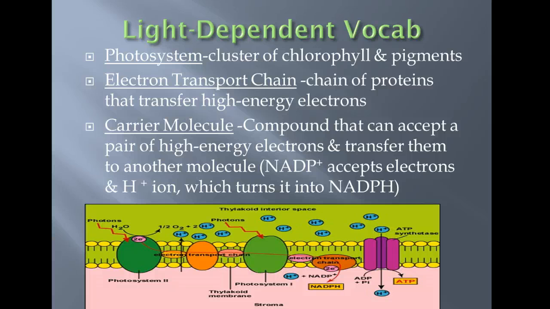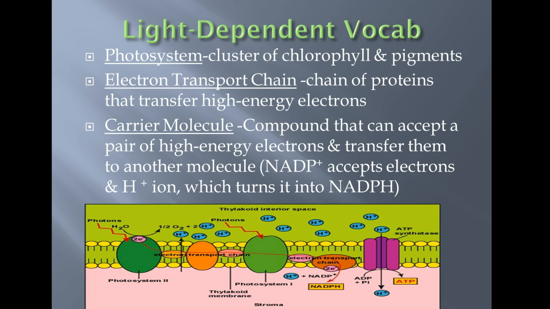Sometimes I'll say ETC instead. Those are chains of proteins that are going to help us to transfer high energy electrons. They're going to sort of pass them down the chain. The third one you're going to hear is a carrier molecule. This is a compound that's going to be able to accept those high energy electrons from an ETC and then transform them somewhere else. An example is one that we're going to talk about a lot. It's called NADP+, okay?